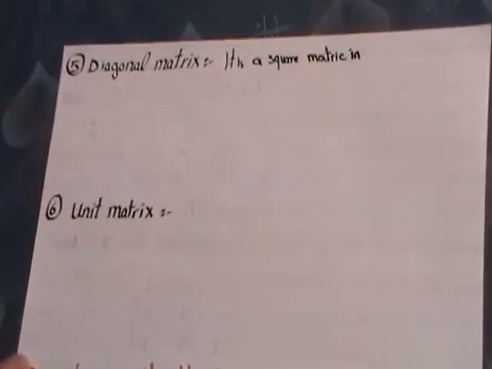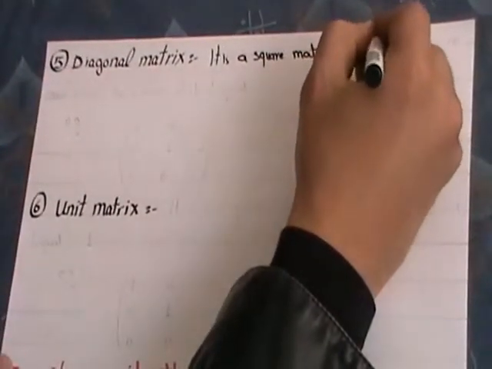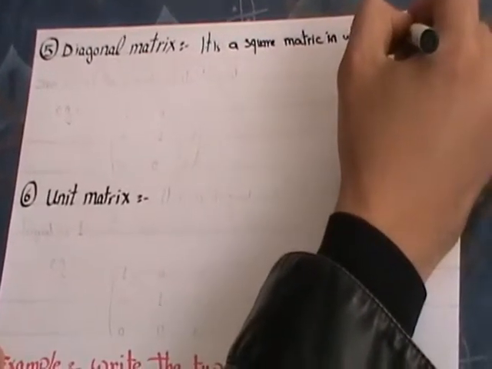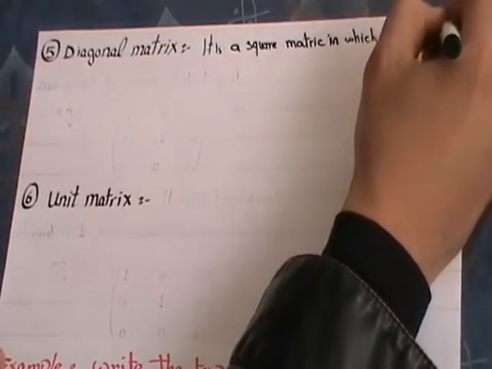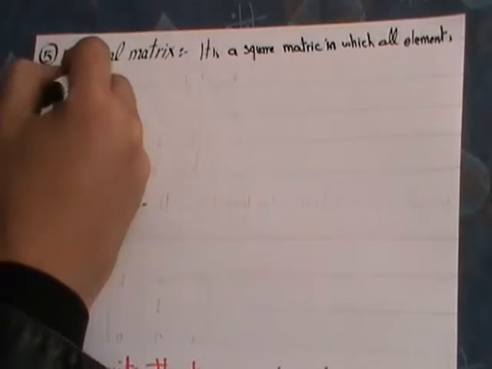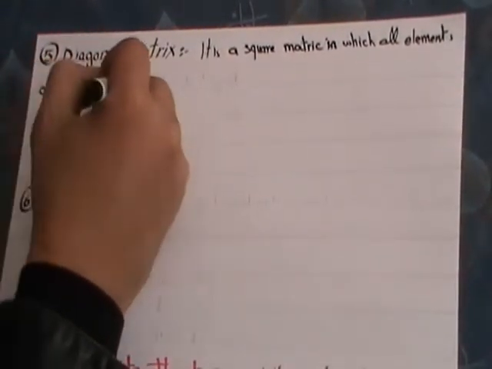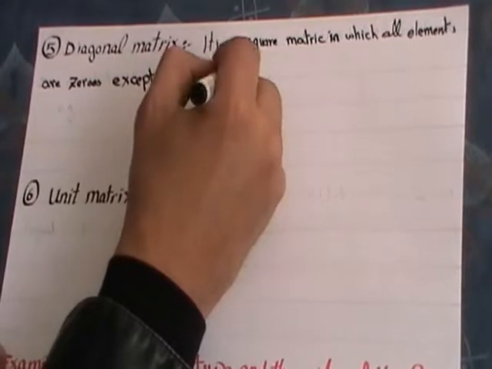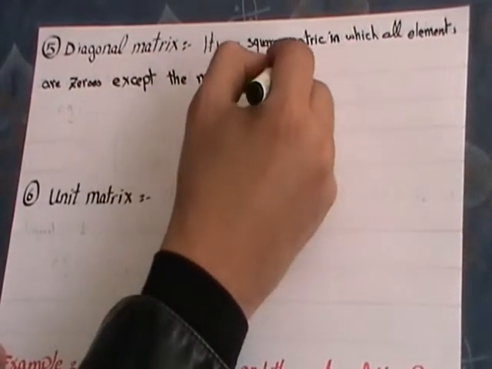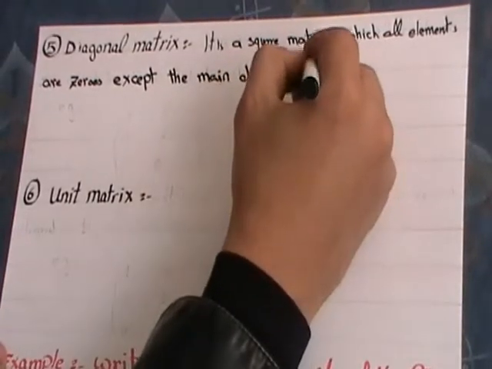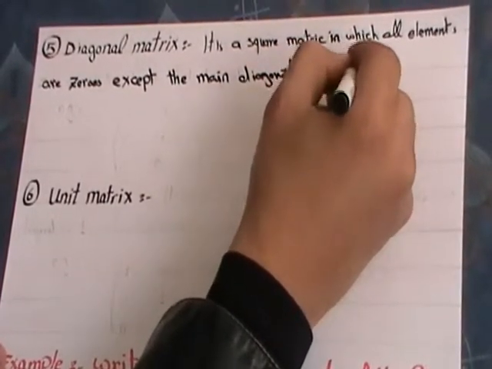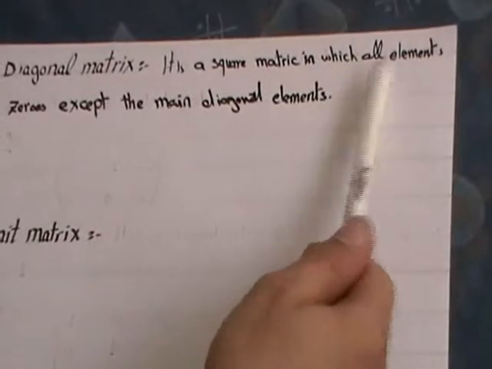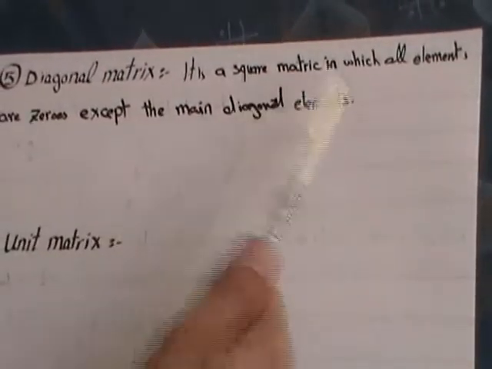But we have an additional condition in which all elements are zeros except the main diagonal elements. Again, the diagonal matrix is a square matrix in which all elements are 0 except the main diagonal elements.